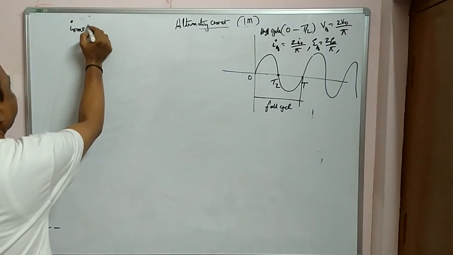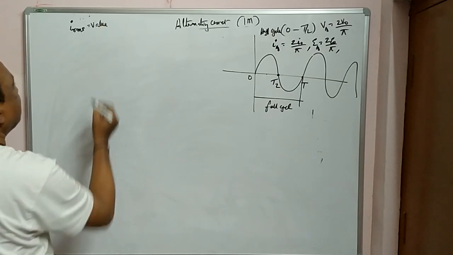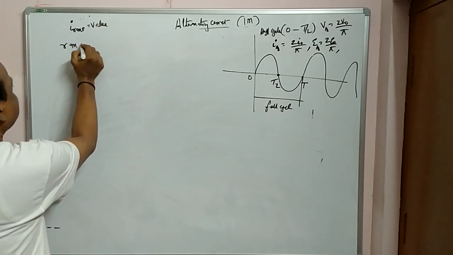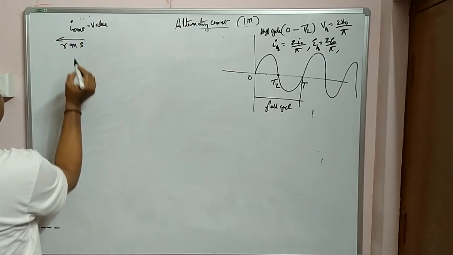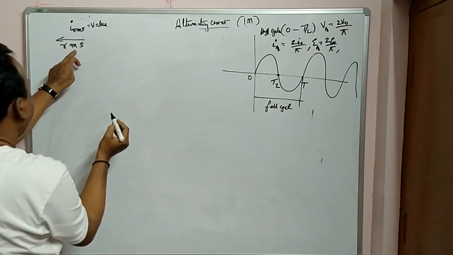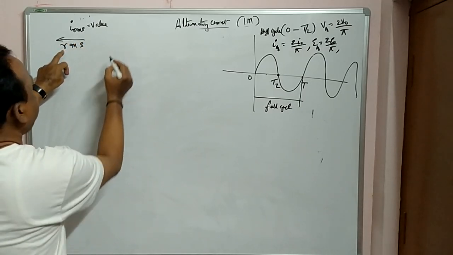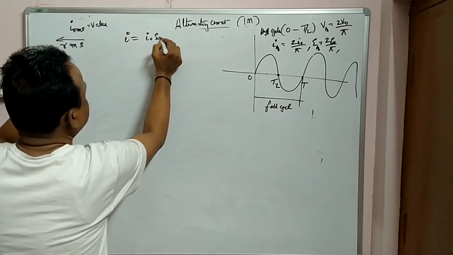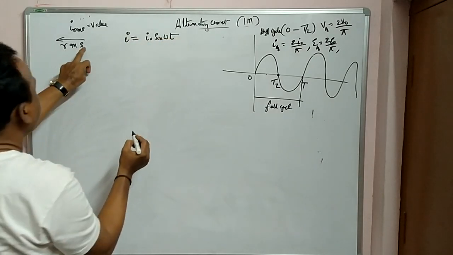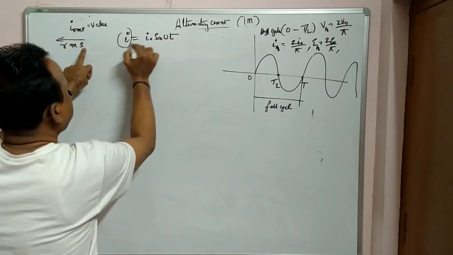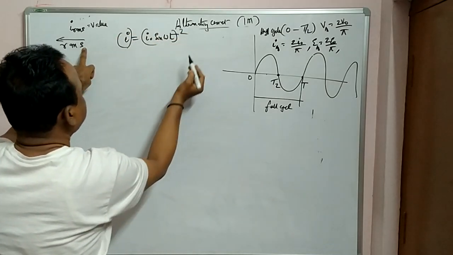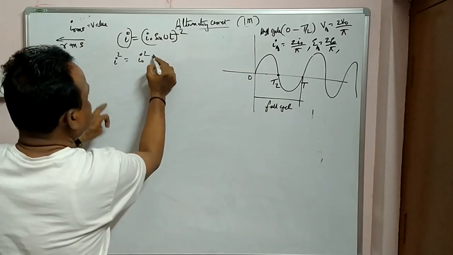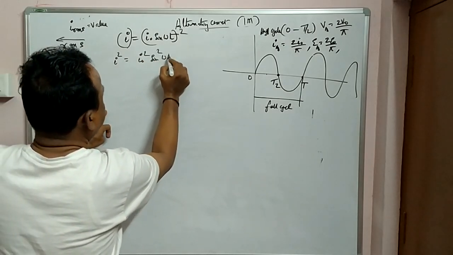Root mean square value. RMS, you have to go in reverse order: square, mean, root. Okay? So what is the function? You know, I is equal to I0 sin omega t. First what you have to do? You have to square. So I square is equal to I naught square sin square omega t.